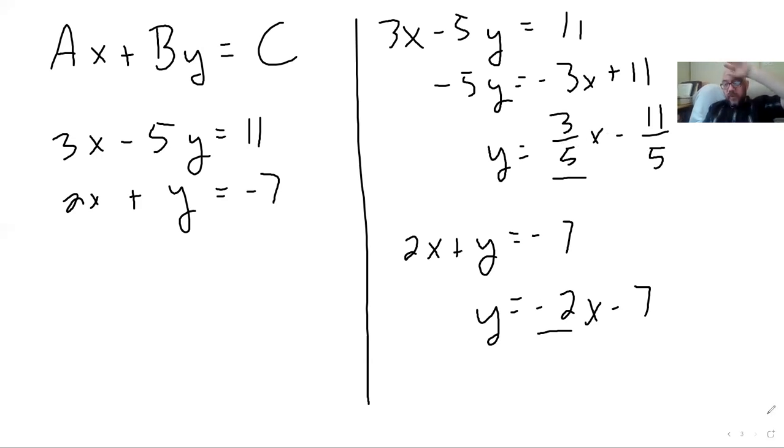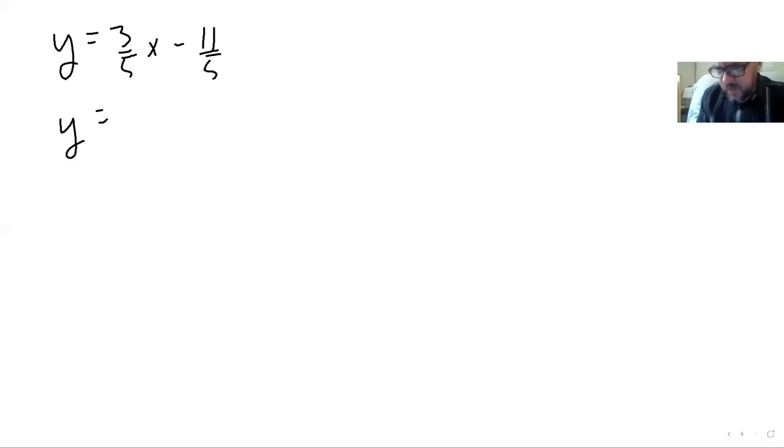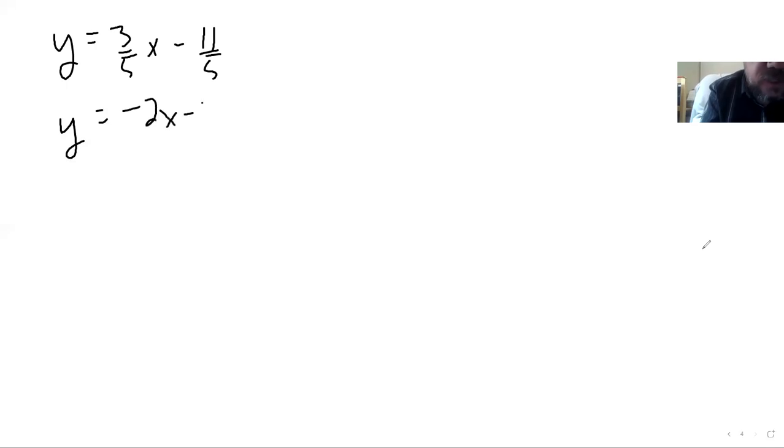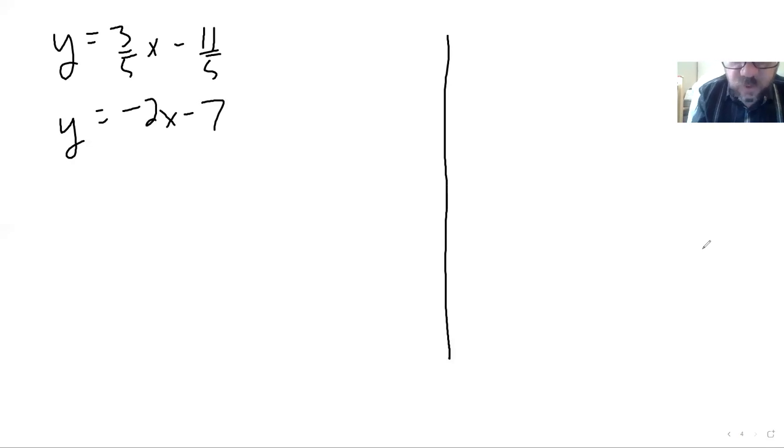3/5 x minus 11/5. We're going to need a new page for this. So we have y equals 3/5 x minus 11 over 5. And y equals minus 2x minus 7. All right, so we'll go ahead and get our graph going.